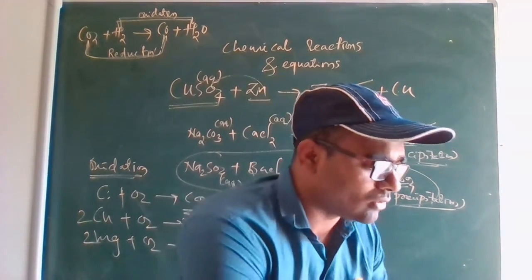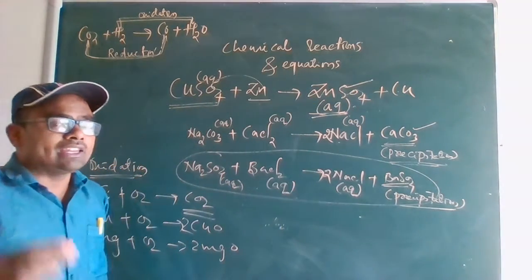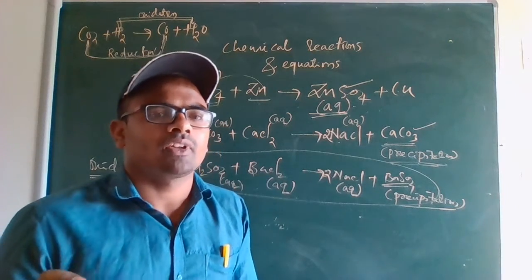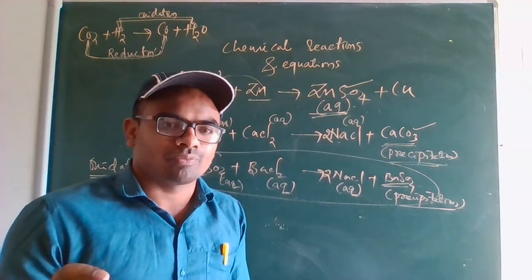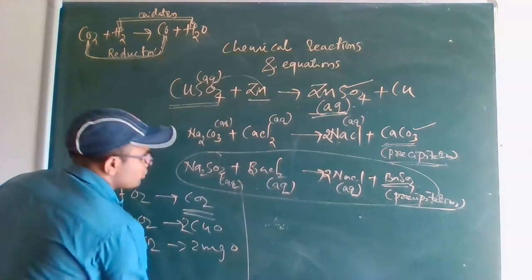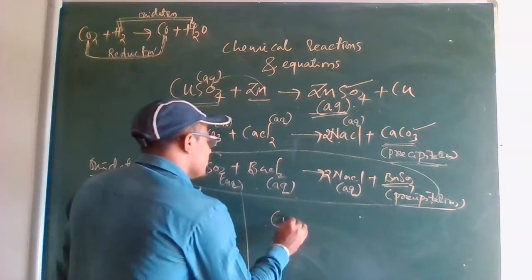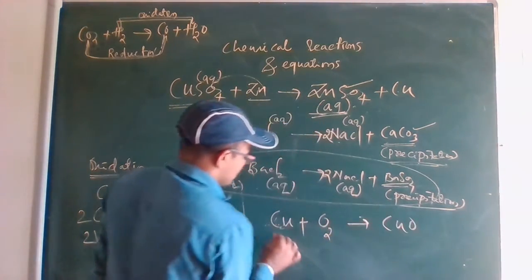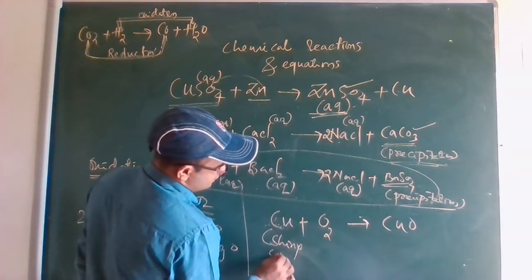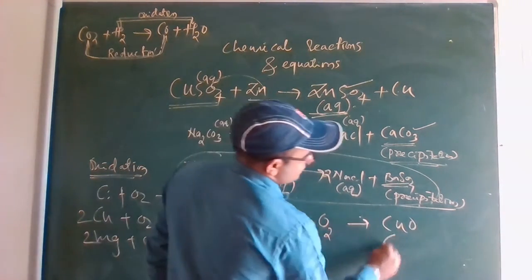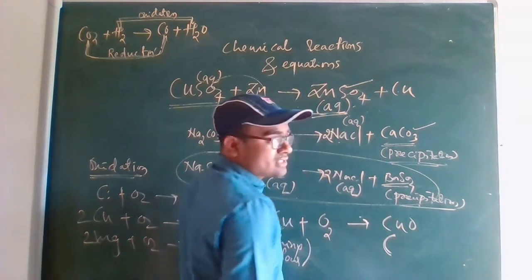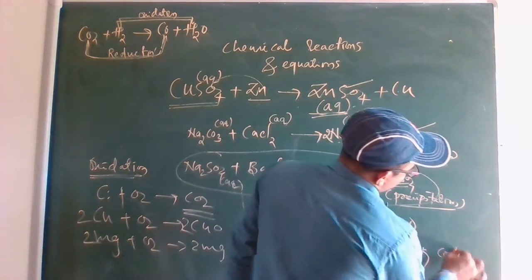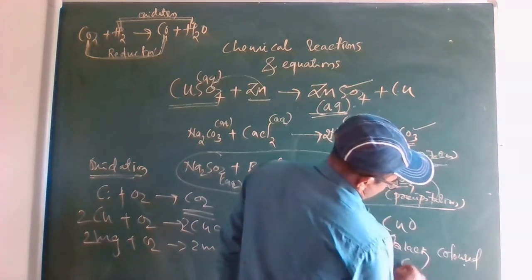See here what happens. A shiny element means it is a metal. Which are shiny? Gold is shiny, silver is shiny, copper is shiny. So let me take copper here, because that is reactive. Copper burning in air, that is oxygen, will form CuO. The copper is of shiny color, but this is an oxide, a black colored compound.